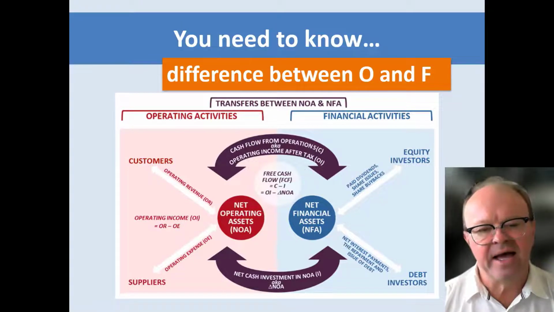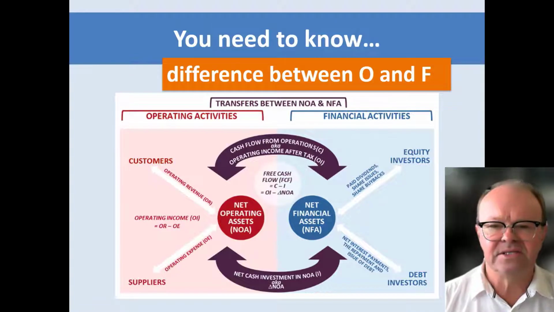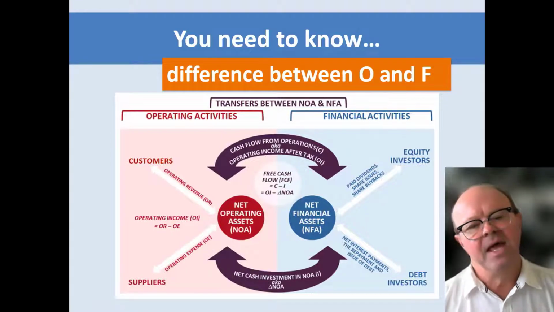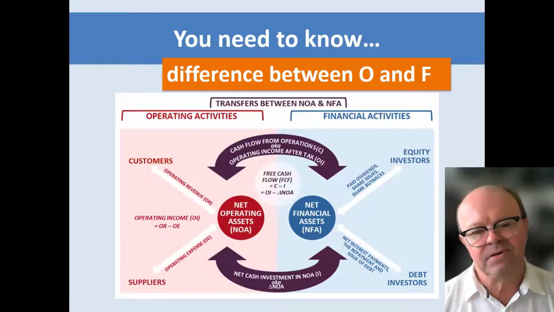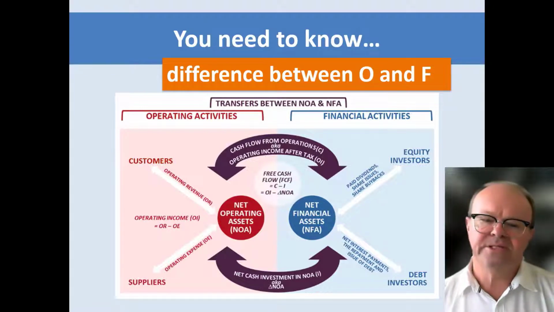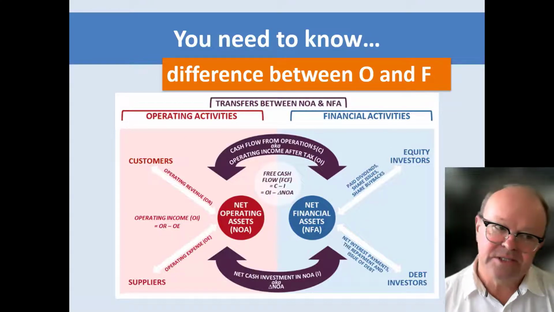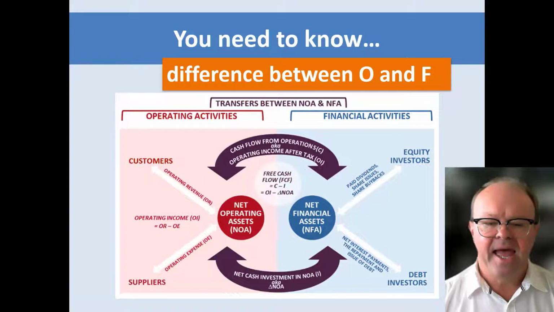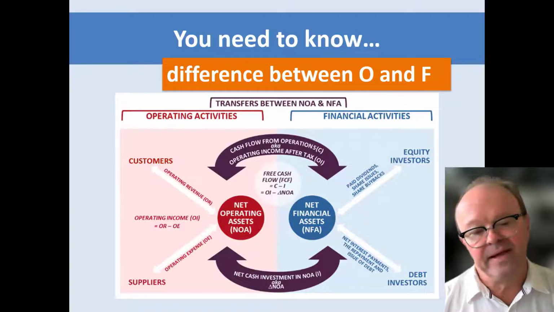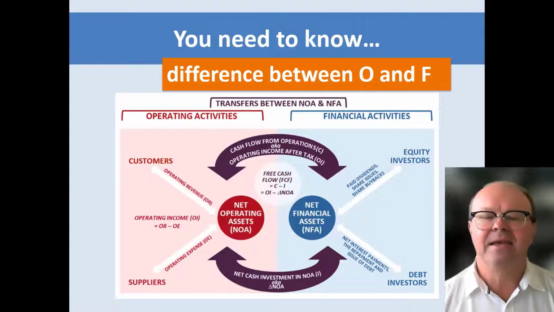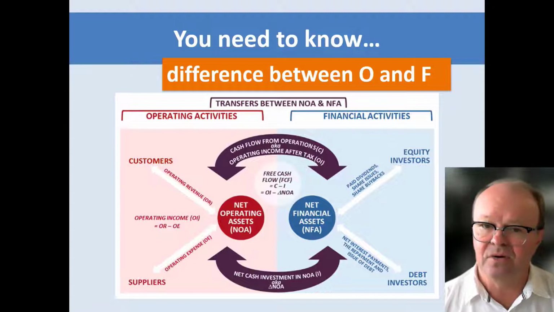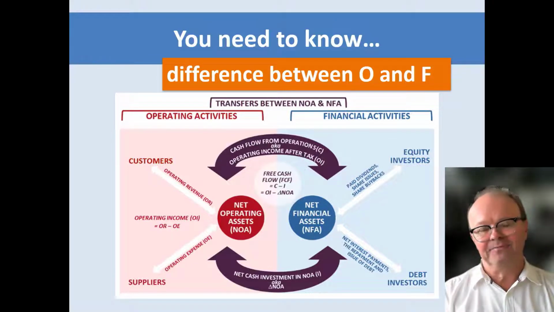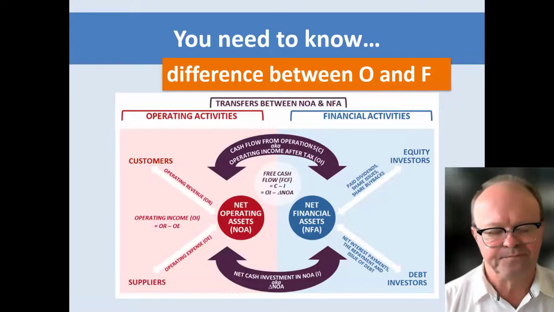Now, on the left-hand side are the operating activities. On the right-hand side are the financial activities. The operating activities are our interactions with our customers and with our suppliers. Our customers, they give us the operating revenue. We supply them with goods and services. And the suppliers, we give them our operating expenses, and they provide us with goods and services. Suppliers includes employees. Employees are not part of the company. They're a supplier to the company.